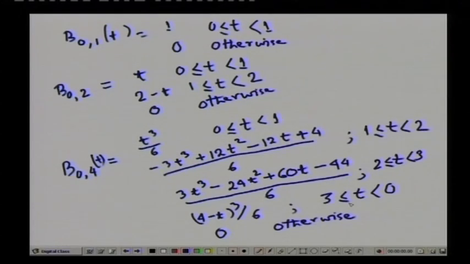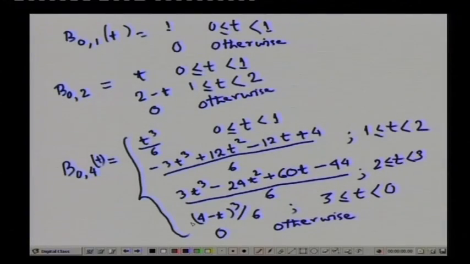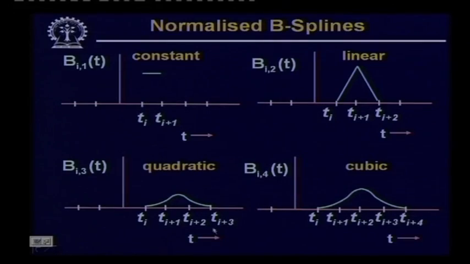So, these are the different orders of a B-spline function. Here again you find that for t less than 0, B 0 4 t is equal to 0, and similarly for t greater than 4, B 0 4 t is also equal to 0. So, these are the B-spline functions using which the interpolation operation can be done. Now, let us see how we interpolate.